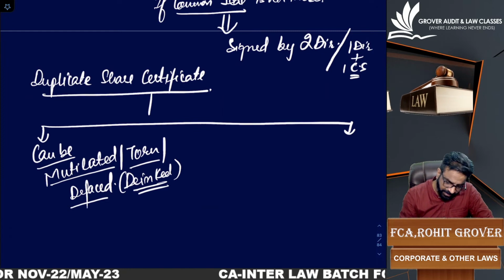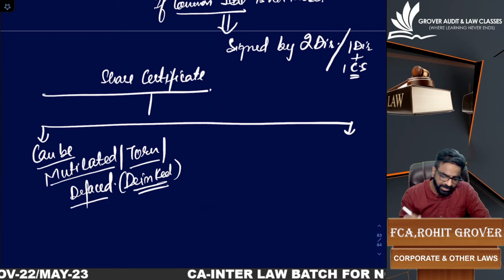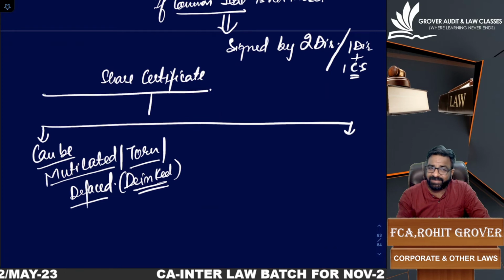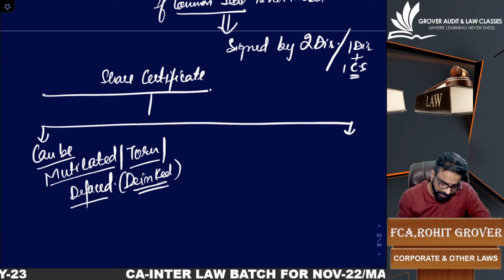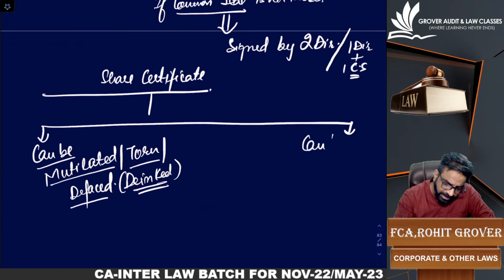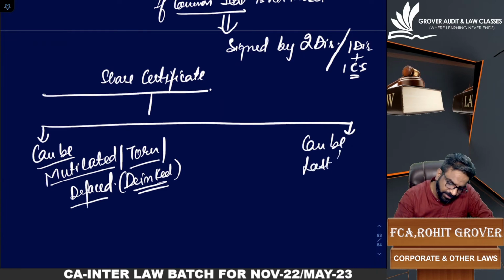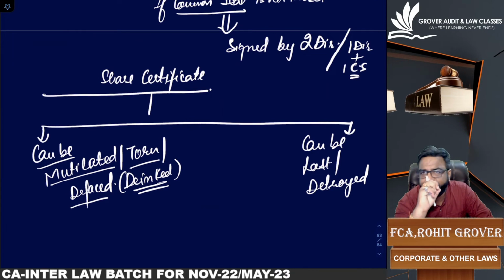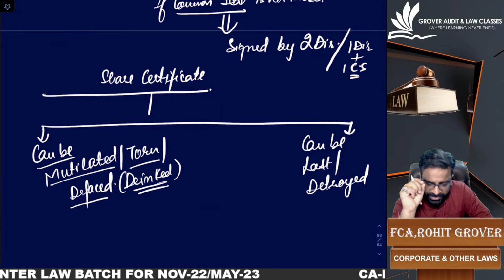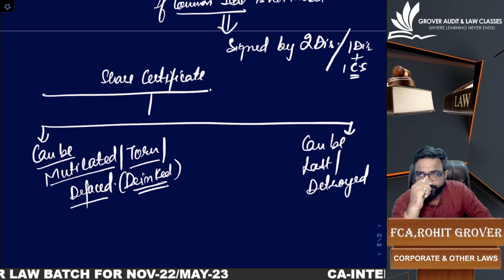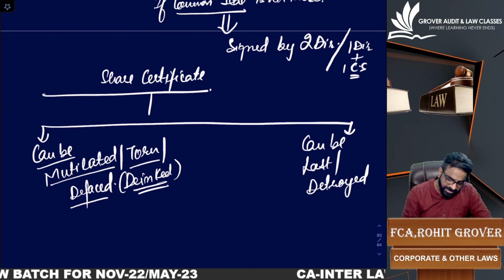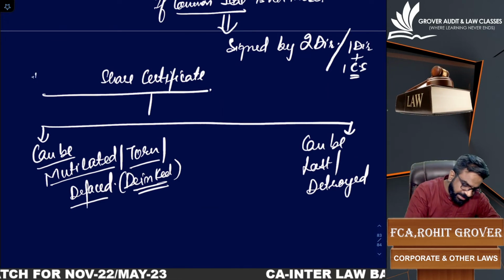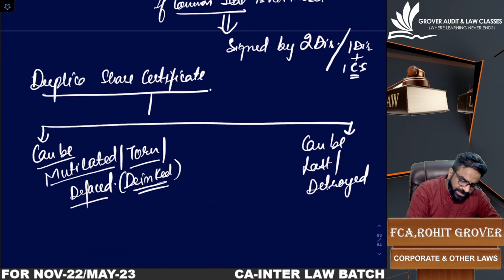So a share certificate can be mutilated, torn, defaced, or de-inked. Or there may also be a situation where it can be lost or destroyed. Can I say that share certificates can be destroyed in a fire? Yes, sir. Can I say that a share certificate can be lost also? Yes. So in this case, what will you do? You will apply for which share certificate?